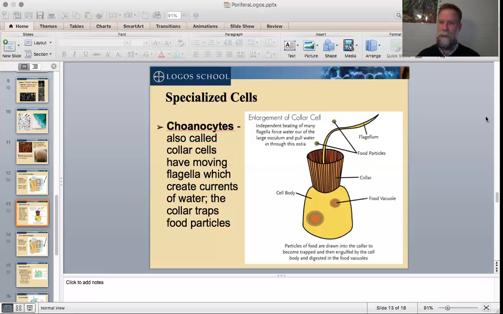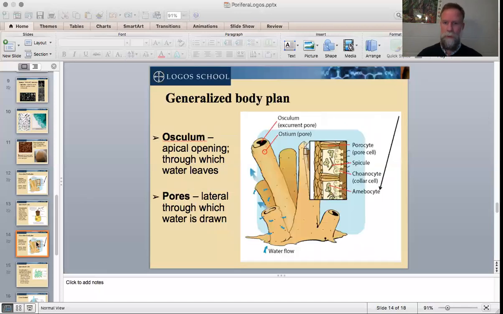Move those flagella, cause the little microcurrents to occur. That brings in oxygen, that brings in nutrients, that brings in detritus, that brings in plankton, all kinds of stuff that can be filtered out and then digested. So we have spicules, we have choanocytes, and then we have amoebocytes.